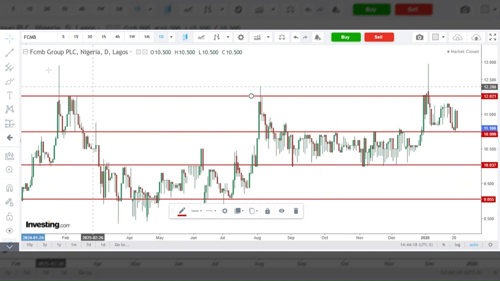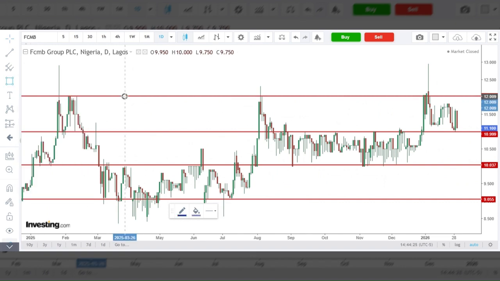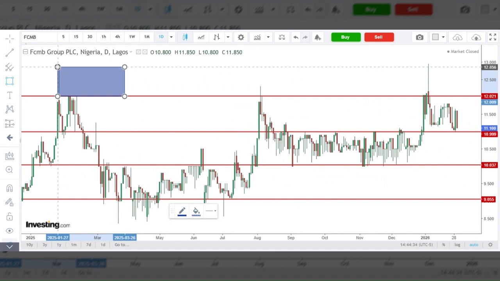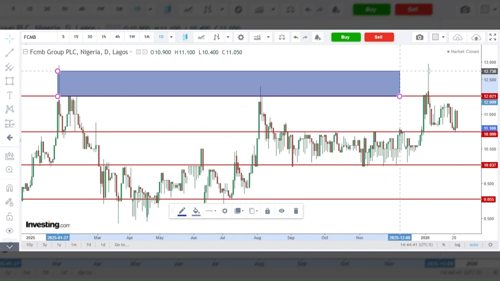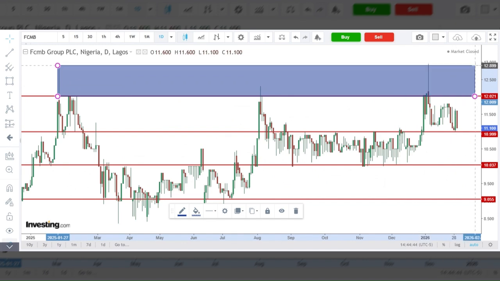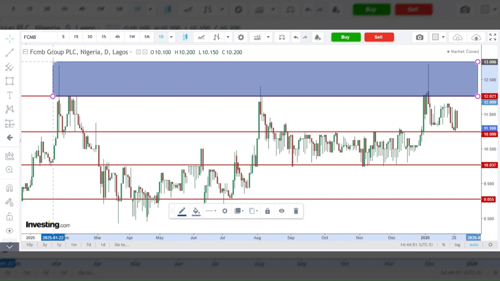Now I want to draw. Since this last line here is a strong support and resistance, I'm going to put my rectangle here, and draw it to this place. This will act as a detector for an uptrend, a potential uptrend.